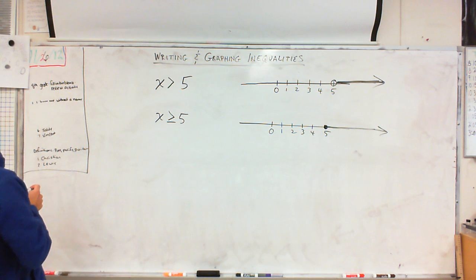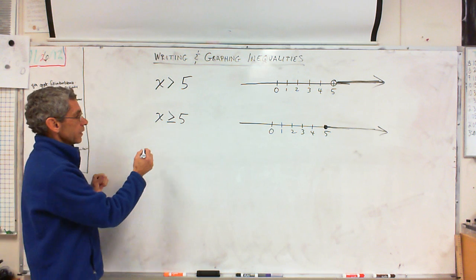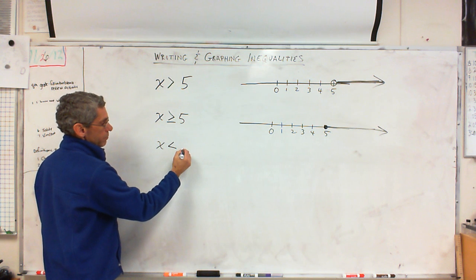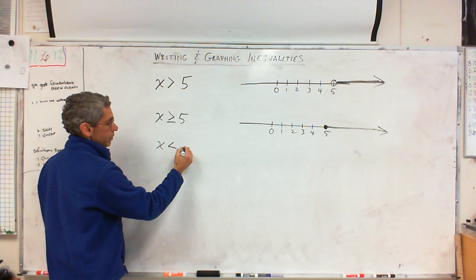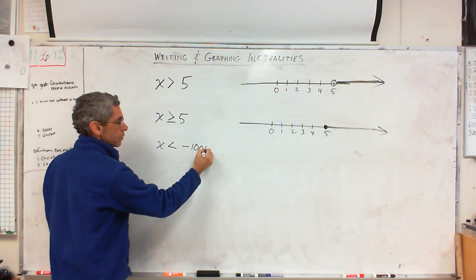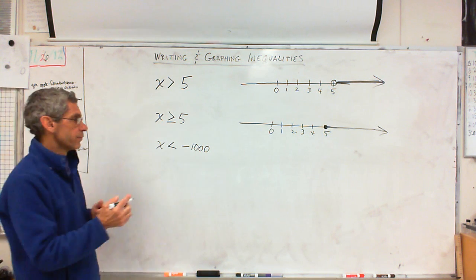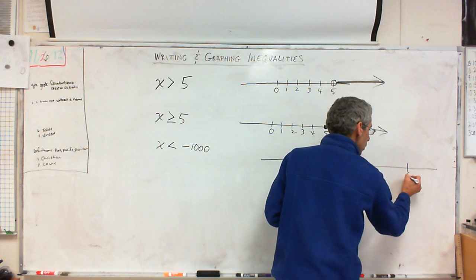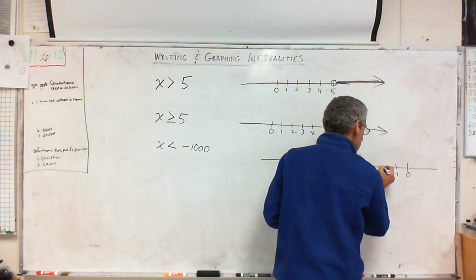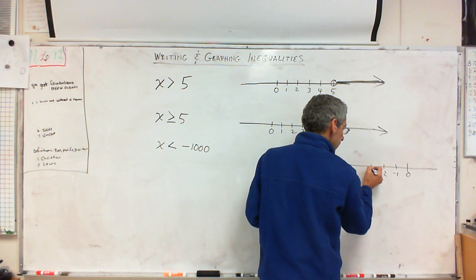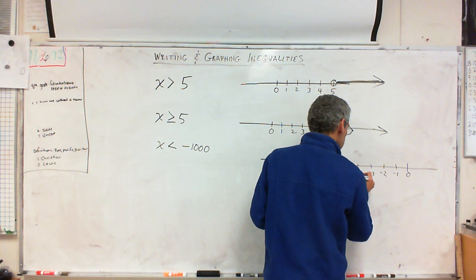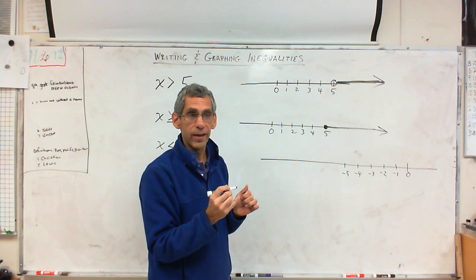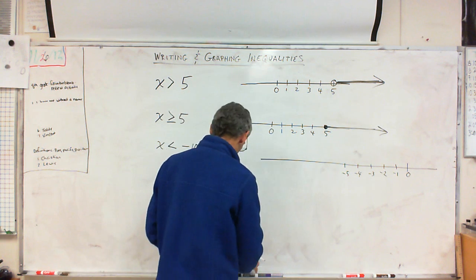Now, I'm going to just do a couple more. Let's say x is less than negative 1,000. Now, this is really fun to graph. Okay? So here's my 0, negative 1, negative 2, negative 3. Now, you see what the problem is right now? This is going to take me all day, right? So you don't do it quite like this.